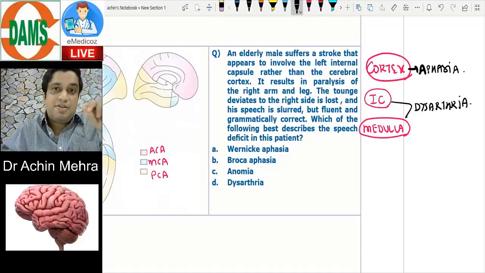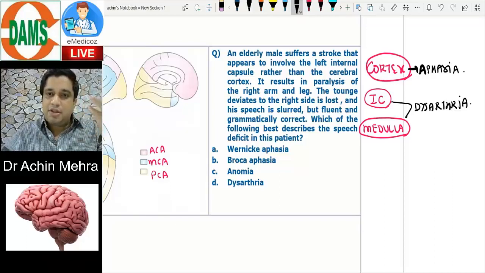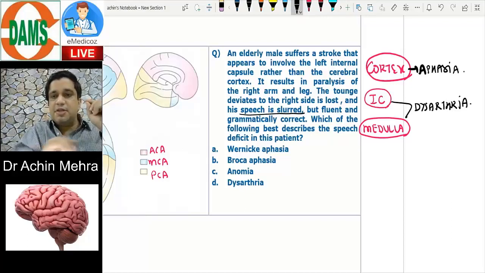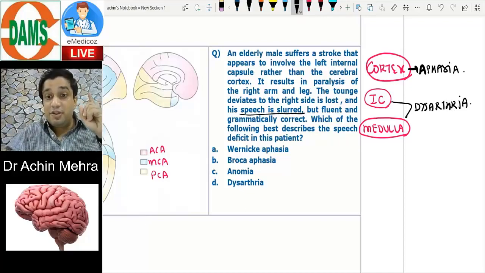Why? Because when the Broca's area has developed a particular signal, that signal has to come down. And that particular signal which comes down comes through the corticobulbar tract, not the corticospinal. That ends in medulla and sends the signal to the tongue muscle. So look at this question again. The tongue muscles are weak. Maybe the corticobulbar fibers in the internal capsule are involved for the tongue, which has got the problem in a term like slurring of speech, which is fluent and grammatically correct.